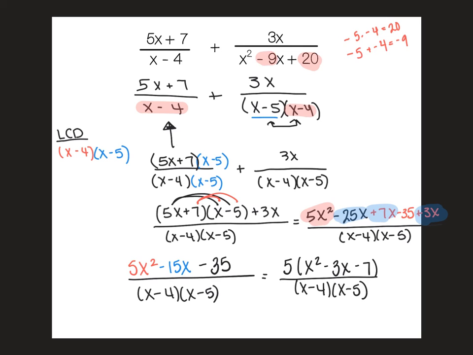If I was asked to list domain restrictions from this first set, I could notice that x cannot equal 4. If it was 4, that would make the denominator 0. Right here, x cannot be 5, so those would be my domain restrictions.